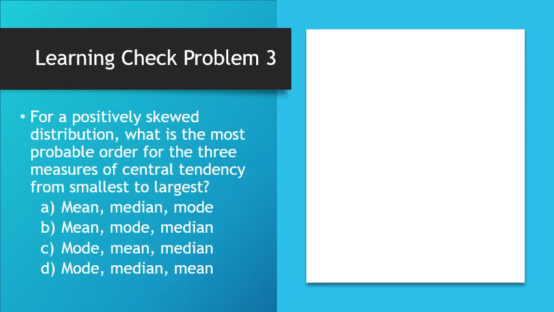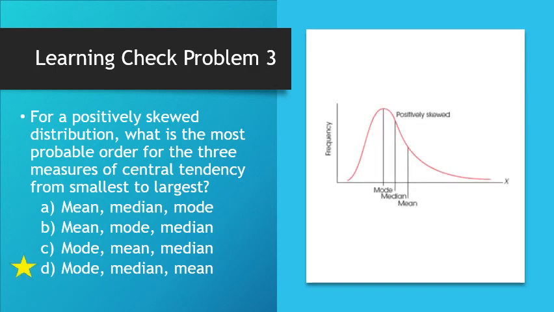Learning check problem 3. For a positively skewed distribution, what's the most probable order for the 3 measures of central tendency from smallest to largest? Think in terms of the x-axis from smallest to largest, going from left to right. Okay, so again, when you have a positively skewed distribution, the mode is first because the body is on the left. The median would be in the middle, and the mean would be on the right. So that's the most probable order. The answer would be D.